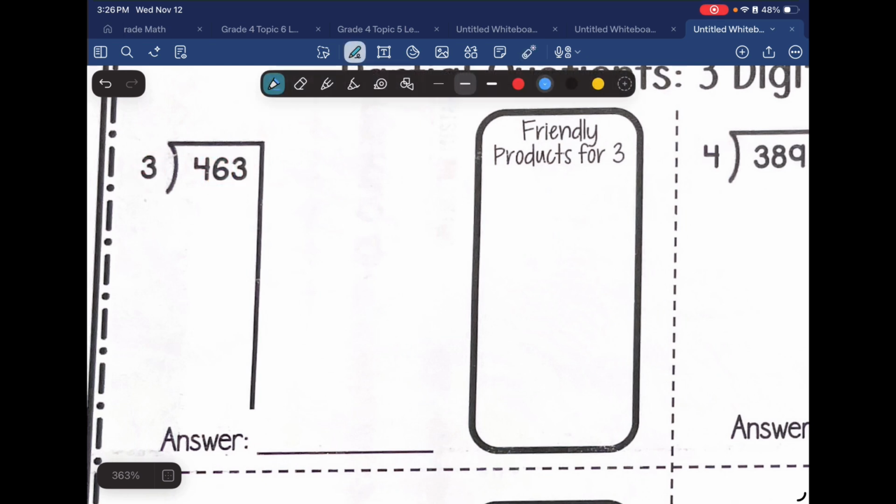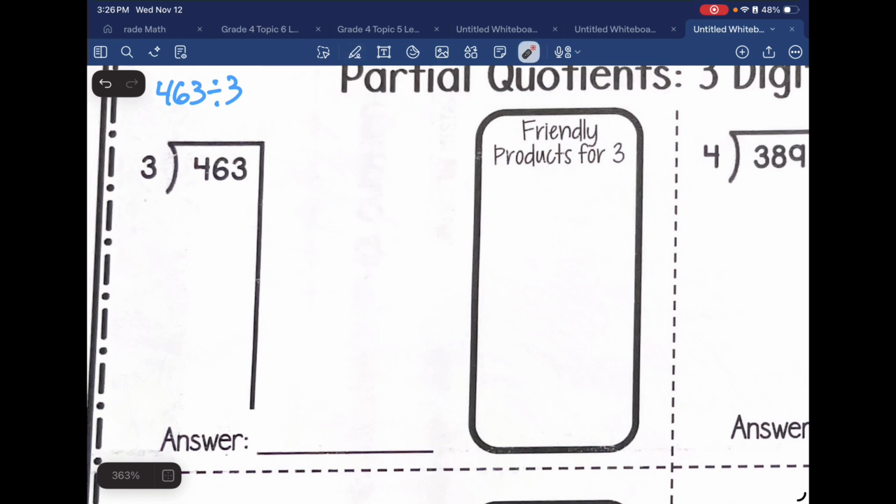It's read the same exact way, 463 divided by 3, as you would any other division problem. Here's your dividend, here's your divisor, and we're still going to put our quotient up here. The only difference is over here on the side, we're going to put what are called partial quotients. And we're going to put those together at the end of the problem to give us our whole quotient.